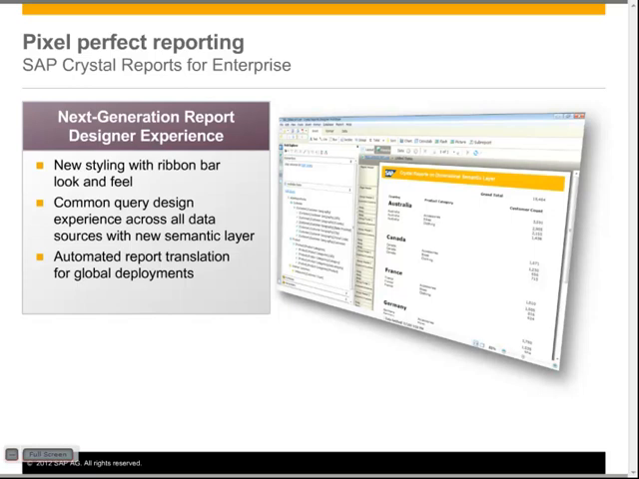And with Business Objects version 4, we can use Crystal Reports with the ribbon bar look and feel, and it can still access any data using the common query design with the query panel that we're later going to see how that works. So we can access HANA data through this method.